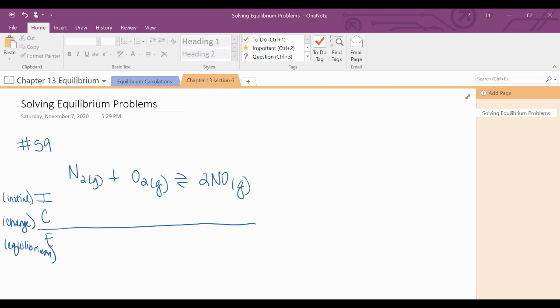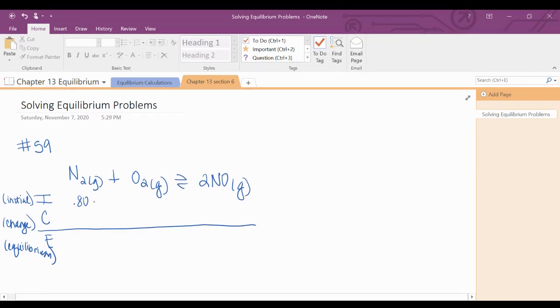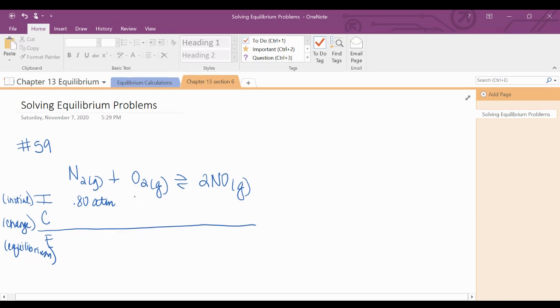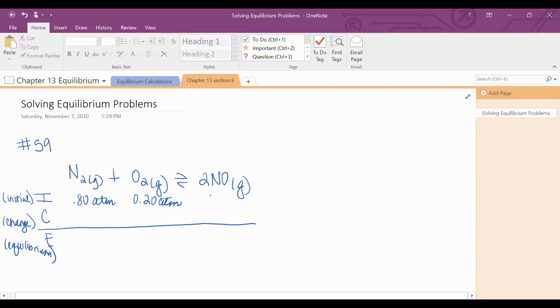So I want to know the pressure of NO in equilibrium with N2 and O2 in a flask at initial pressure of 0.80 and 0.20 atmospheres respectively. So this is 0.80 atmospheres and this is 0.20 atmospheres. And since it didn't give us an initial value of NO, we're going to assume it's 0.